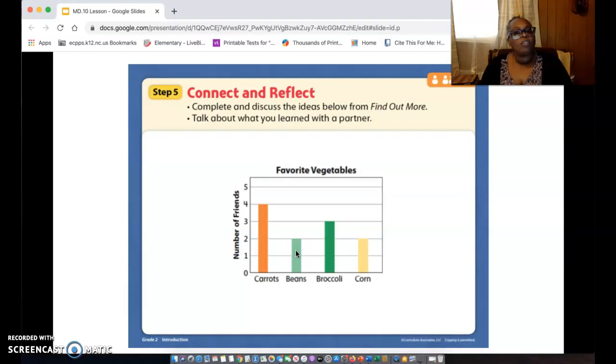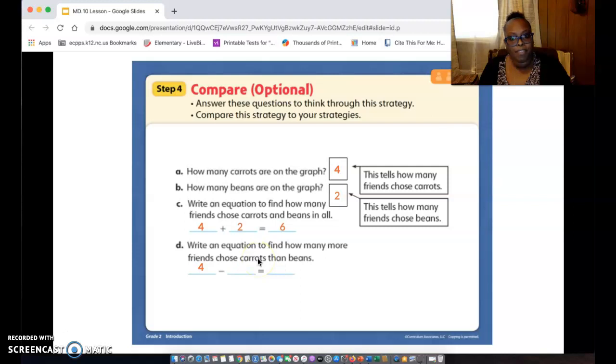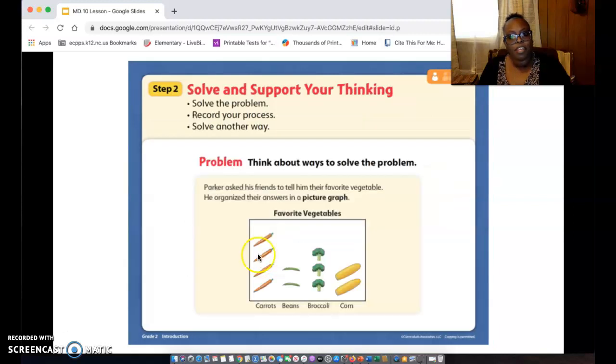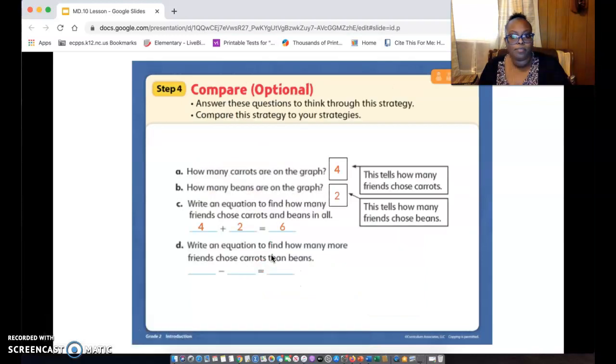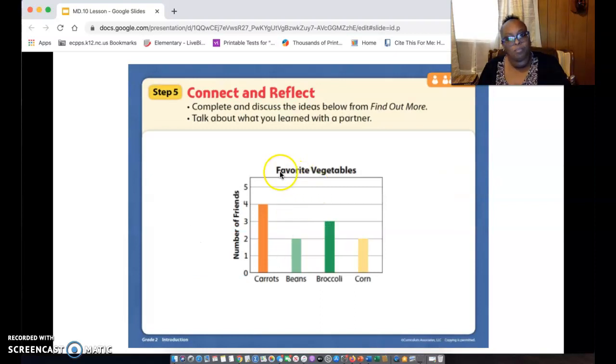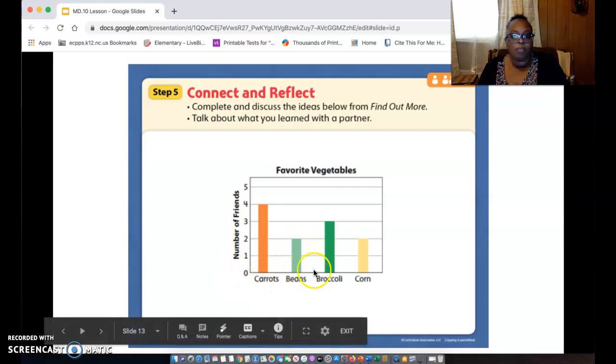Okay, we could also put it in a bar graph. So we could have taken our numbers that we have here. We know we have 4, 2, 3, and 2. 2 corn, 3 broccoli, 2 beans, and 4 carrots. So we can put our title, Favorite Vegetables. We have our carrots, our beans, our broccoli, and our corn. We can see that we have 2 corn, 3 broccoli, 2 beans, and 4 carrots as well.